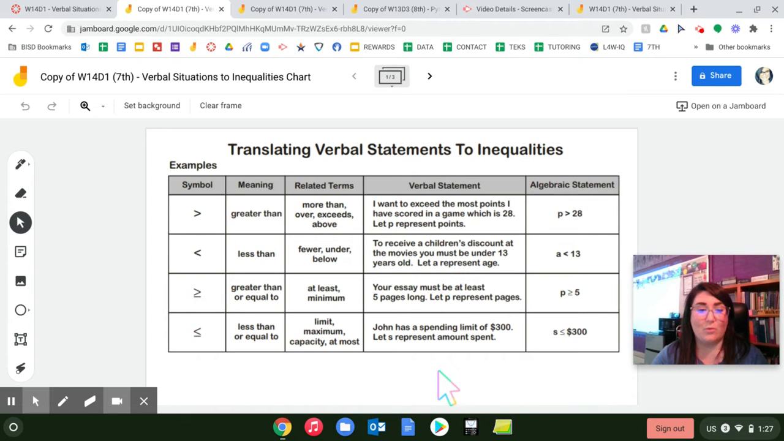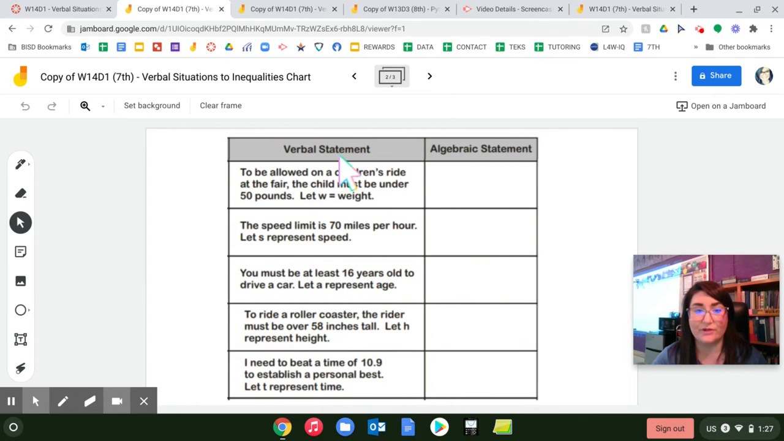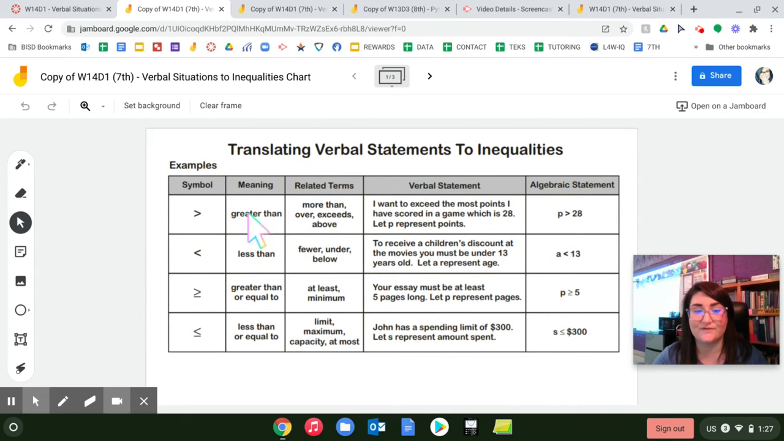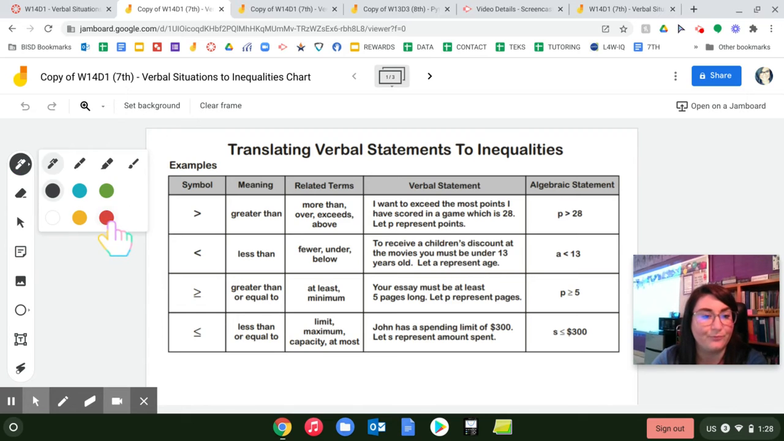So what you see here are some examples. I will tell you, on the parts where you're working, you're only going to be looking at the verbal statement and algebraic statement. I took off these first 3 columns because I felt like it was too much going on for you to do. I'm going to keep it on this example slide just so you can see what their thinking was, but let's do some examples and I'll show you what I expect from you.